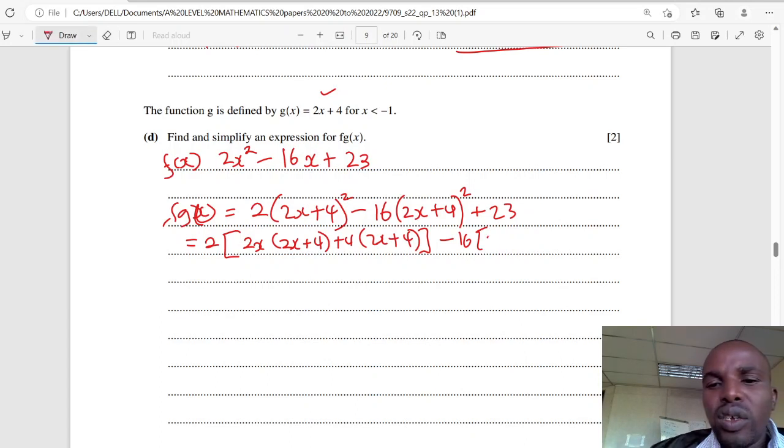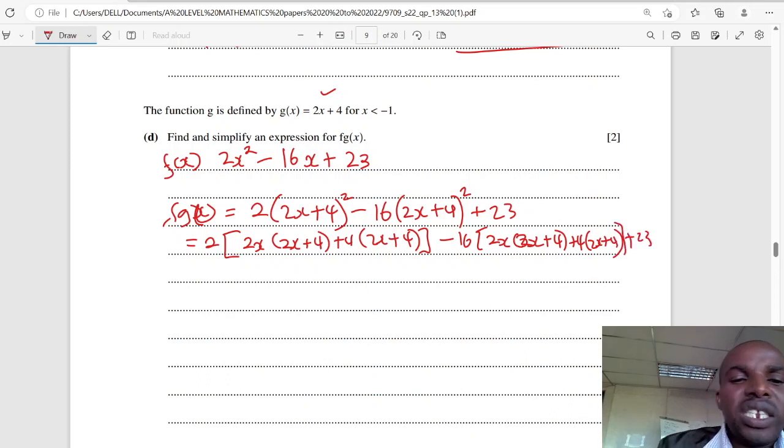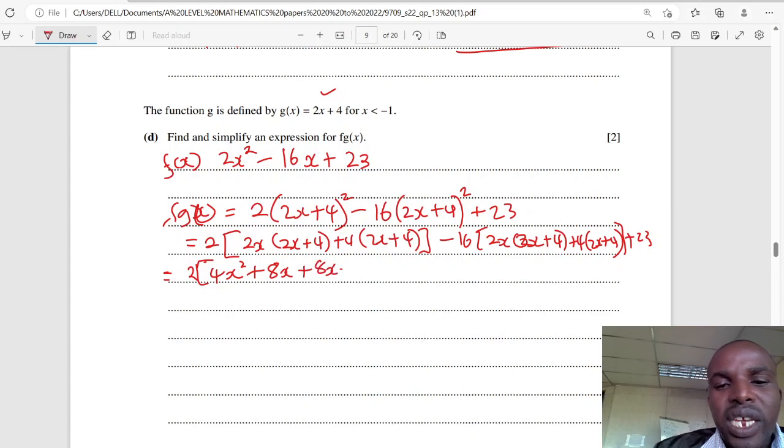Let me say 2x here, then 2x plus 4, then plus 4, 2x plus 4, then plus 23 outside. Then this part, it will be 2. Then removing the bracket, you get 4x squared plus 8x, then plus 8x plus 16. That's this part. Then you maintain your 16 here.